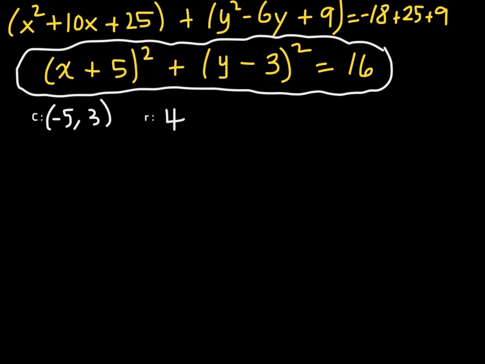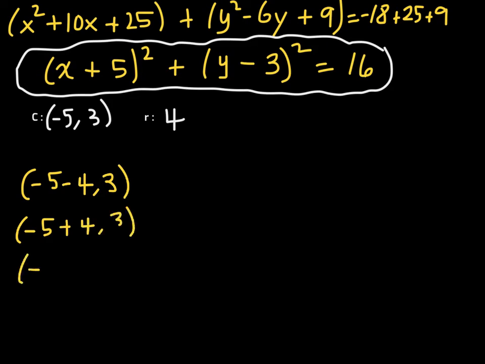Do you remember how you're going to get your points on the circle? You're going to start with the center, and then you're going to move 4 units to the left, 4 units to the right, 4 units up, 4 units down. When you move 4 units left from the center, that means you are subtracting 4. When you move 4 units right, that means you are adding 4. When you move 4 units up, that means you're adding 4 to the second coordinate. And when you move 4 units down, that means you're subtracting 4 from the second coordinate.